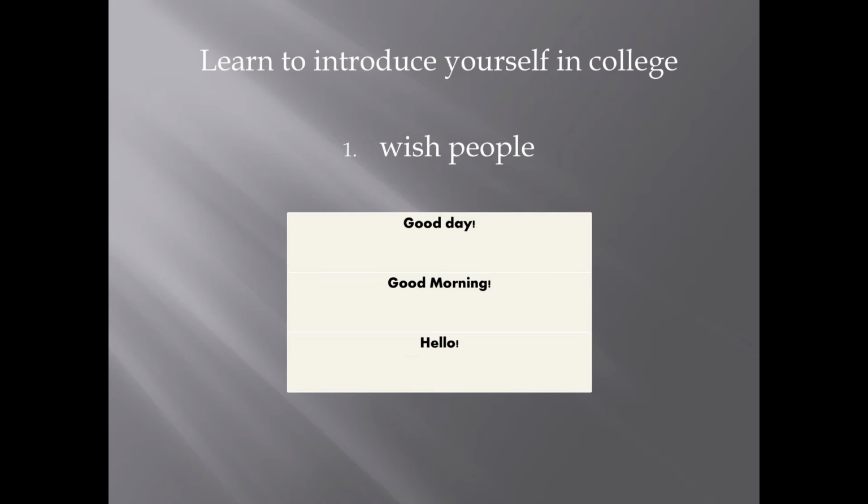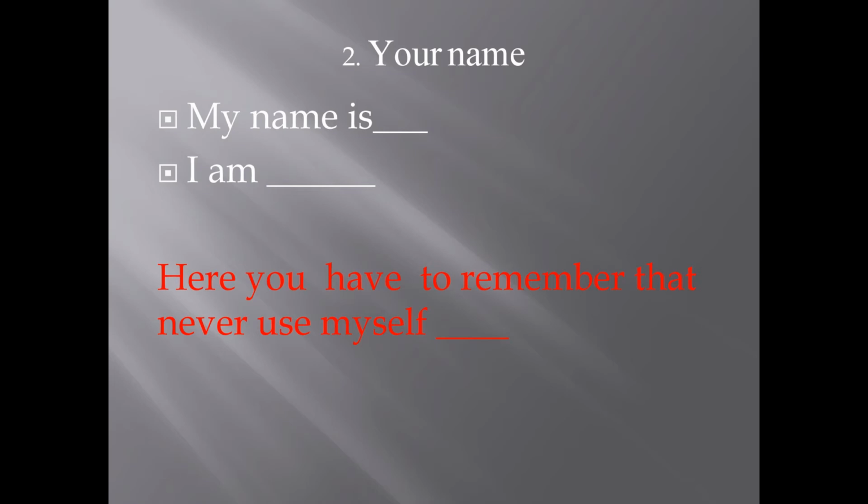First, you have to wish people. You can use these sayings to wish people: good day, good morning, hello. After greeting people, you can say your name. For saying your name, you can use these sentences: my name is, I am. Here you have to remember one thing: never use "myself" to say your name.